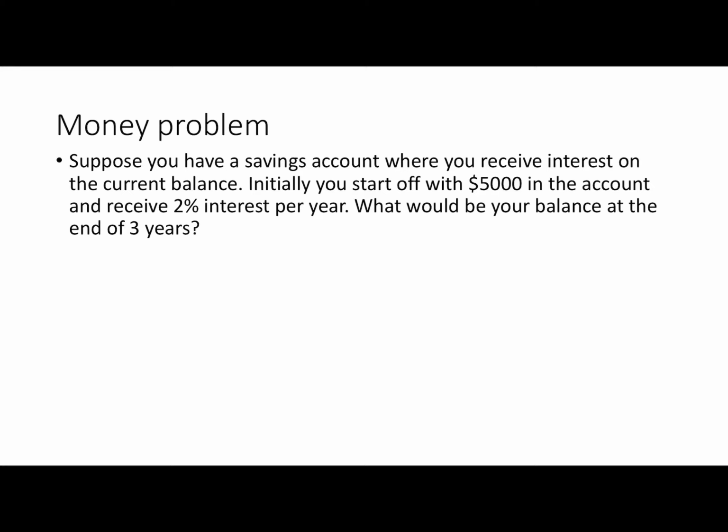Let's talk about this. Again, initially you start off with $5,000 in the account and receive 2% interest per year. What would your balance be at the end of 3 years? We're going to start it off with y equals a times 1 plus r to the power of t. a is our initial amount, which in this case is $5,000.